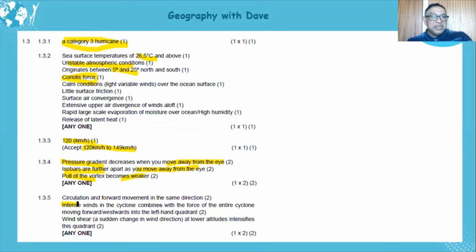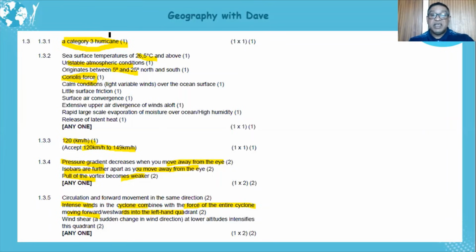Intense winds in the cyclone combine with the force of the entire cyclone moving forwards into the left-hand quadrant.